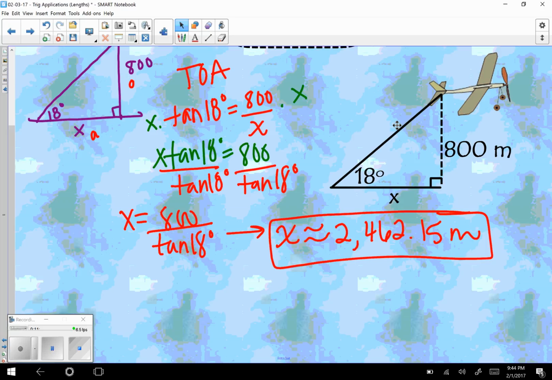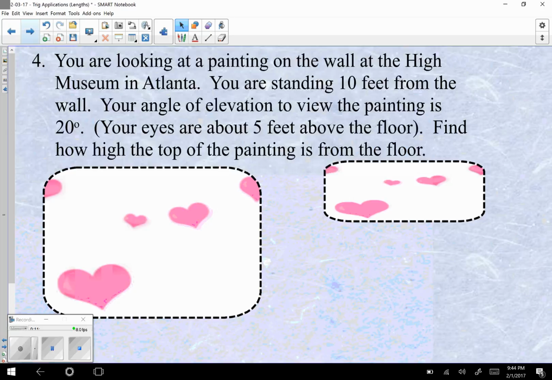All right, number 4. You're looking at a painting on the wall at the High Museum in Atlanta. You are standing 10 feet from the wall. Your angle of elevation to view the painting is 20 degrees. Your eyes are about 5 feet above the floor. Find how high the top of the painting is from the floor.